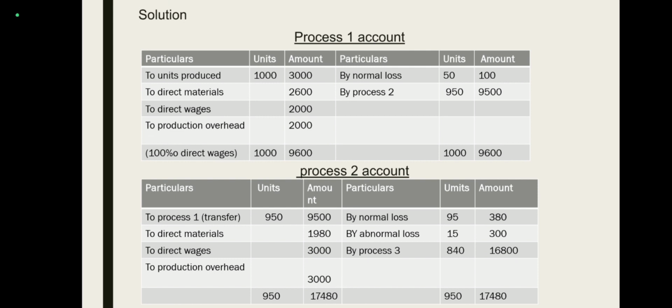So we have all the debit amount and credit amount. By balancing this amount, we get one amount, that is the process 3 amount, that is 840 per unit and the amount is 16,800. So we have balanced the process 2 account.